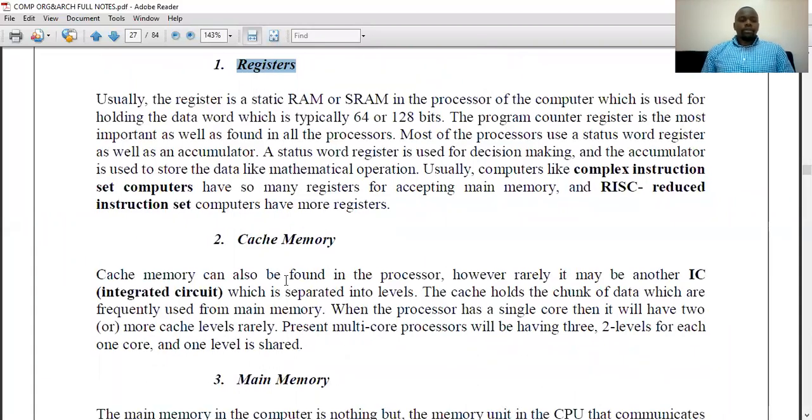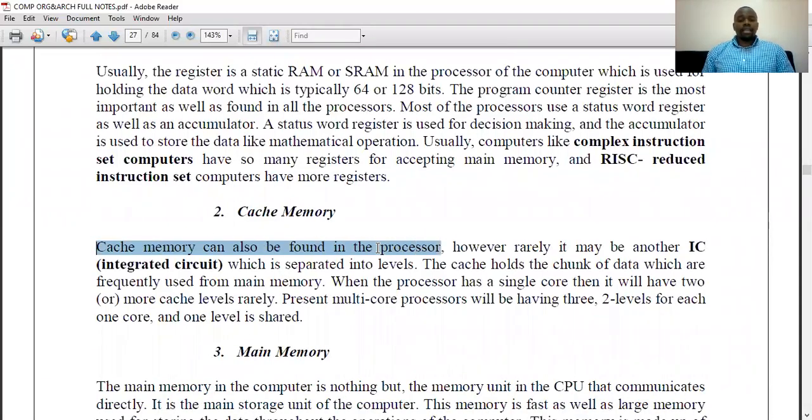Now, what can we say? A cache memory is a kind of memory that holds the data which are frequently used from the main memory. When the processor has a single core, we talk about core i3, core i5, all right? A core is basically a logical unit of a CPU. One processor, but it has logical units, and each unit functions like its own processor.